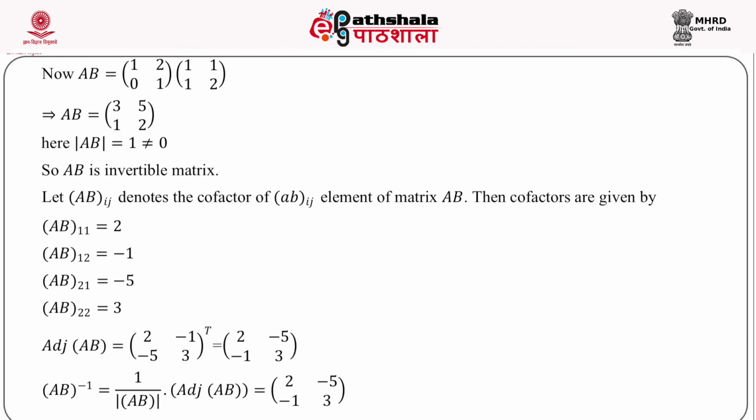Now let us find the inverse of AB. Let's find the cofactors of each element of AB. Then AB inverse is given by this matrix. Now multiply the B inverse with A inverse. We have this matrix, and you can easily check that value of AB inverse is equal to B inverse into A inverse. Hence we have this relation.